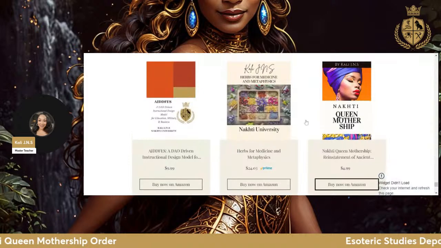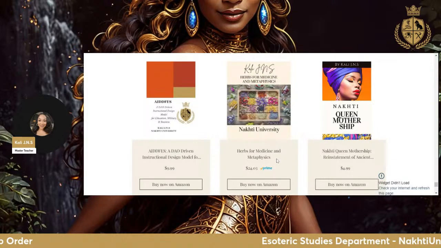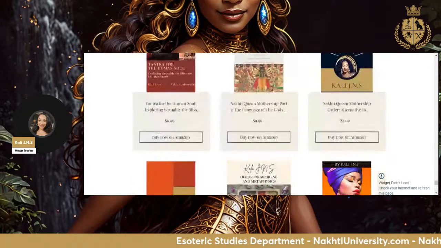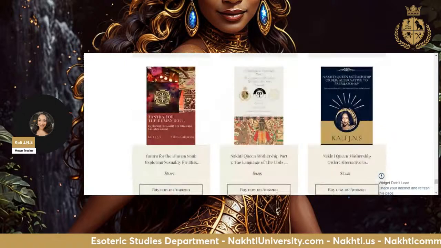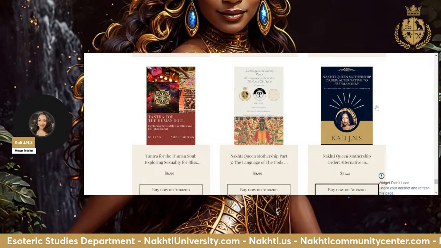We got the herbs of medicine and metaphysics. This is a Nakti philosophy. Nakti order is a whole lifestyle. The Nakti Queen Mothership Order, the alternative Freemasonry.